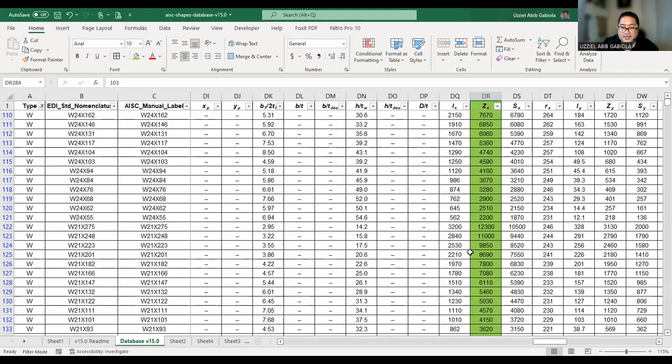Okay? Then sa trial and error, kailangan i-satisfy natin, syempre, yung required na Zx natin. So yung Zx na actual should be greater than dun sa required natin, no? Kasi para masabi natin na sufficient or adequate yung section natin. Okay?